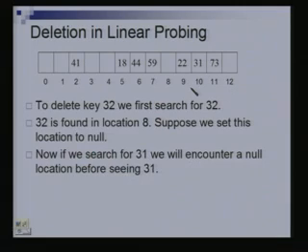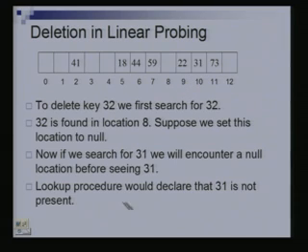Right. Suppose we now search for 31. What's going to happen? 31 mod 13 is 5. So, we come here. We didn't find it here. We come here. We didn't find it here. We come here. We didn't find it here. We reach here. And this is an empty location. So, we'll say 31 is not there. Well, 31 is there. Why is the problem coming? Because when 31 was inserted, this was a full location. So, that's why 31 was inserted later. But if you delete this, then you have a problem, right? So, somehow we have to do something different here. We can't just set this location to null. We can't just mark this location empty. Yeah. So, lookup will declare that 31 is not present, which is wrong. Everyone with me?